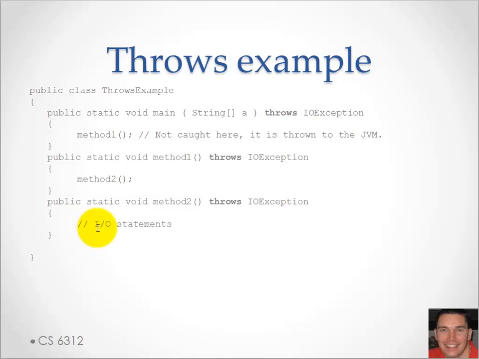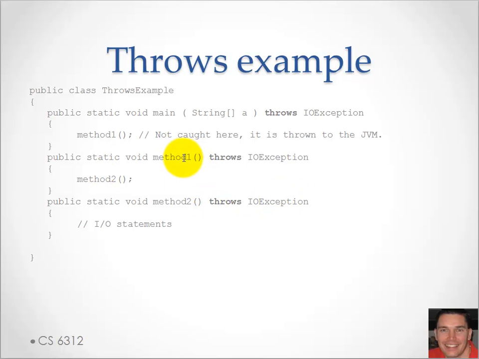So we have some code down here that has some IO statements in method 2. Because they're checked exceptions, I either have to have a try catch block here to handle it, or I'm going to say, I know that it can throw a checked exception. I don't want to deal with it here. I want to throw it up to whoever called me. So to signify that, we have to add the throws IOException.